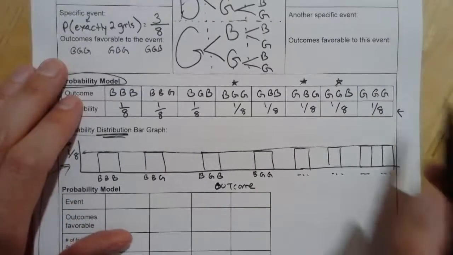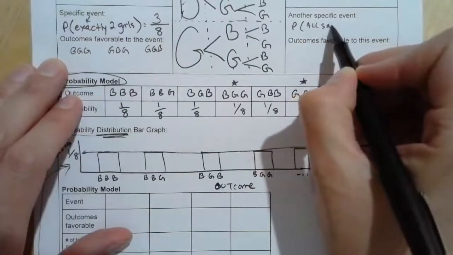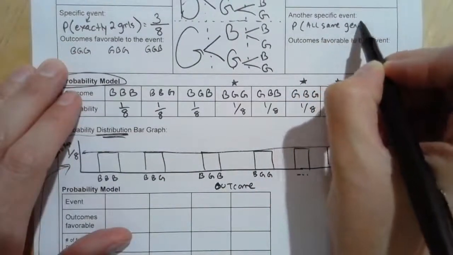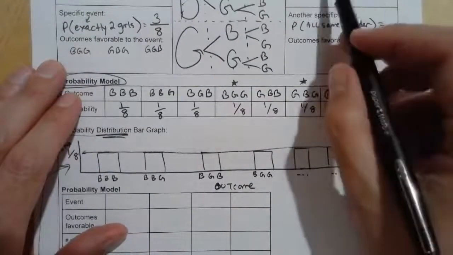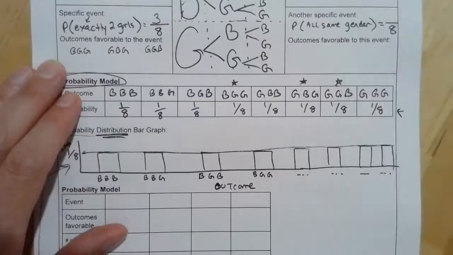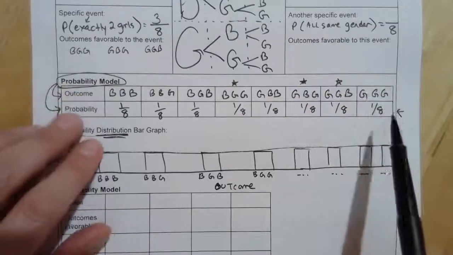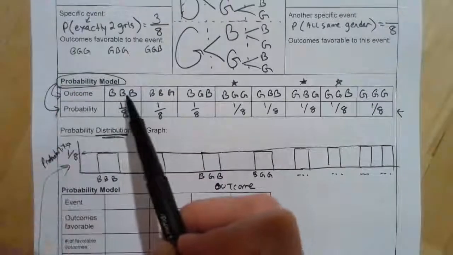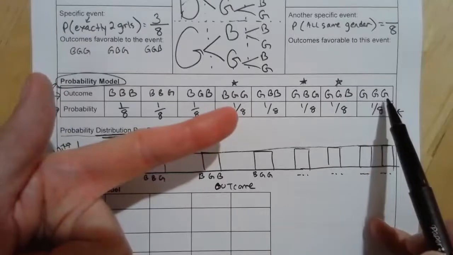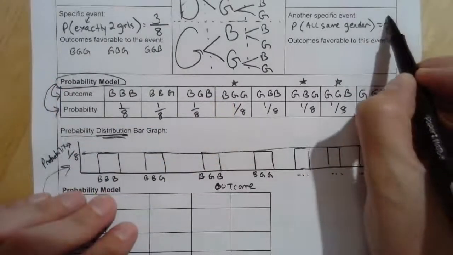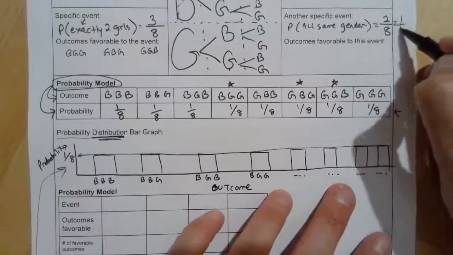Or another specific event, what about the probability that they're all the same gender, right? Some people want to have 3 kids and you wonder, are they all going to be the same gender? Well, remember there's 8 total possible outcomes that goes in our denominator. And how many outcomes have the same gender? Well, in this outcome, there's all boys, so that's 1. And then in this outcome over here, there's all girls, so that's 2. There's 2 possible outcomes that have all the same gender, which reduces to 1 in 4, or 25%.